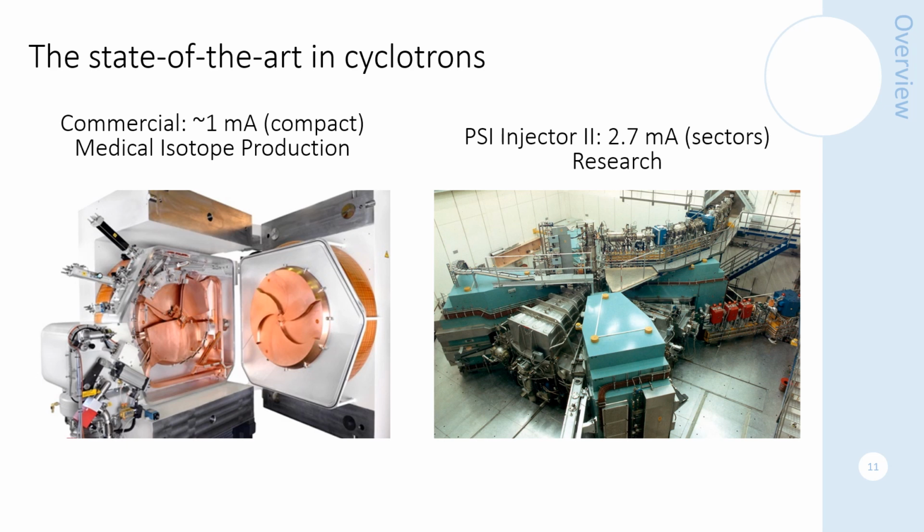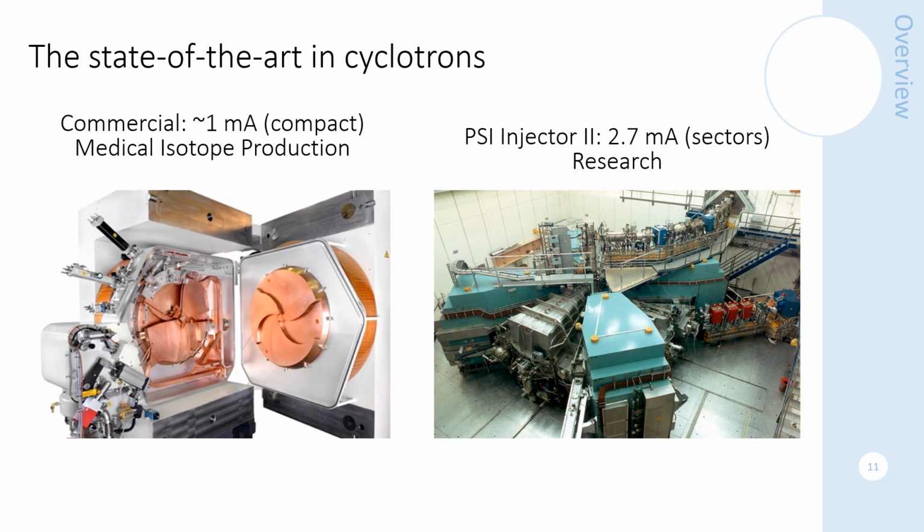On one side, we have the commercial machines that are mostly used for medical isotope production. They can be built very compact and deliver about 1 milliampere of maximum beam current. On the other hand, we have PSI Injector 2, which is a research machine that has a record of 2.7 milliamperes of protons. This is about a factor 4 lower than what we need for ISODAR.